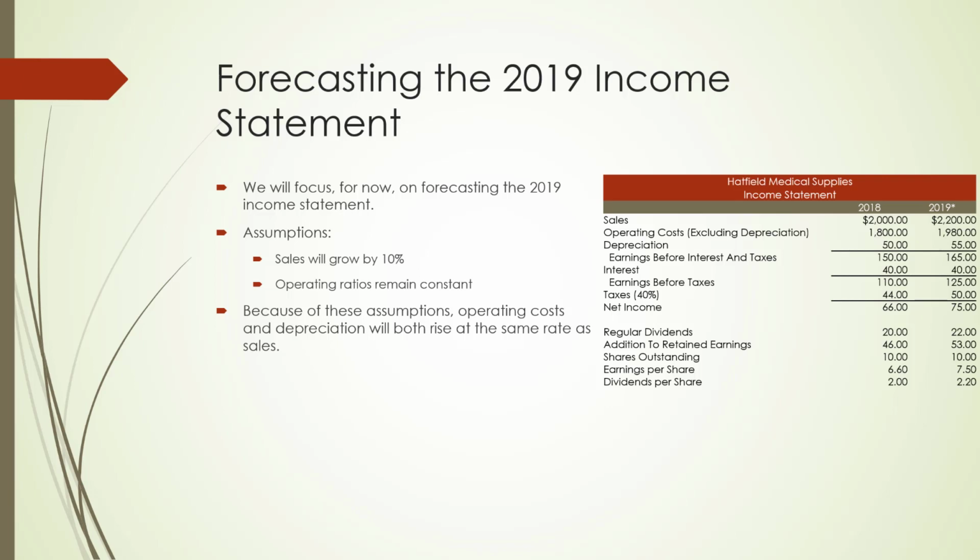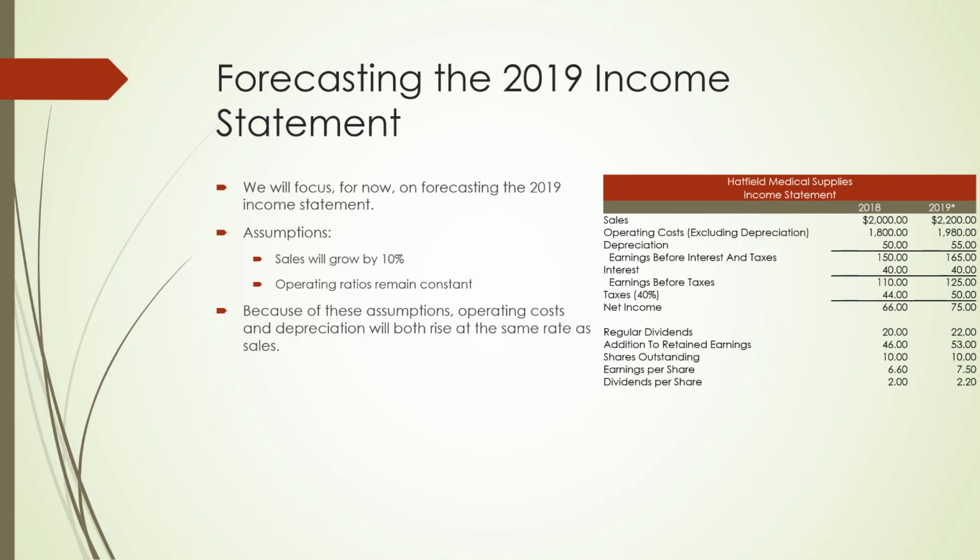Notice that interest expense is a non-operating cost. So we're leaving interest expense where it was in 2018. It stays at 40. We have EBIT of 165, interest expense of 40. That gives us earnings before tax of 125. Taxes will be 40% of that, leaving us with net income of 75.